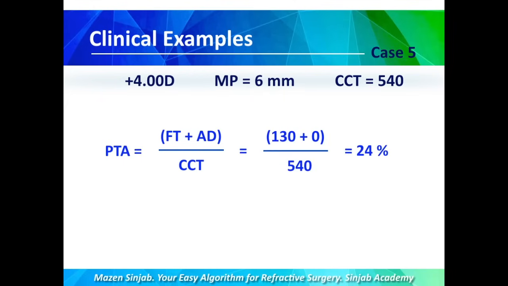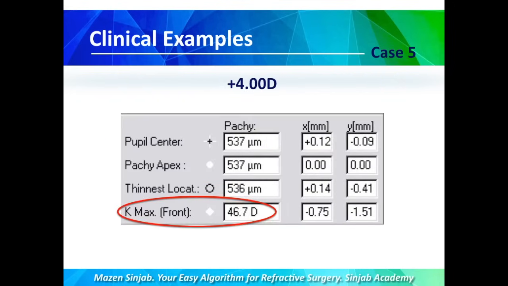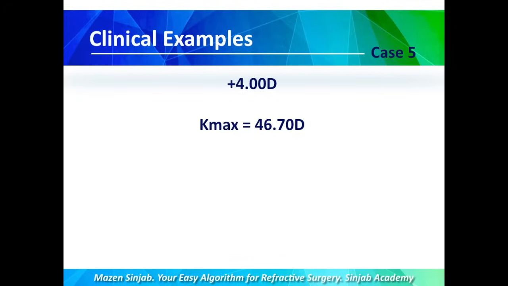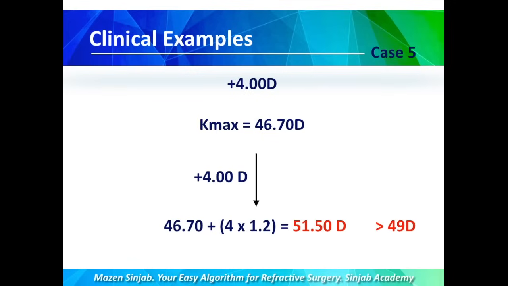But still, we have to calculate the PTA. The PTA for a flap thickness of 130 microns is 24%. Now, the K reading to be considered here is Kmax, because it is hyperopia. The Kmax will be increased by the +4 diopters correction to be 51.5 diopters, which is above the accepted limit. So LASIK cannot be applied.